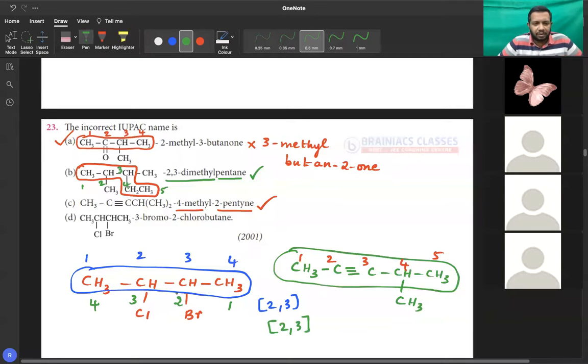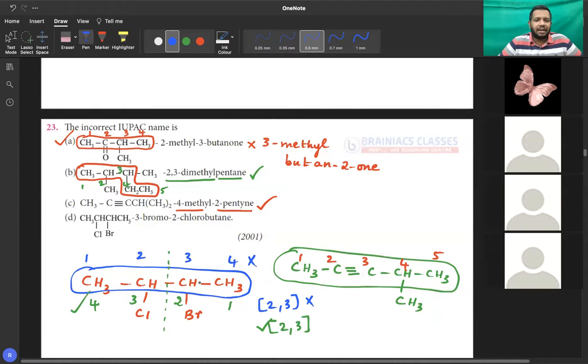Here, when two substituents are there and the compound is symmetrical, give priority to alphabets. So who comes alphabetically first, chloro or bromo? This also I have told in my rules. Bromo will come first. So this is the correct way of numbering. This is the correct one. The other one is wrong.